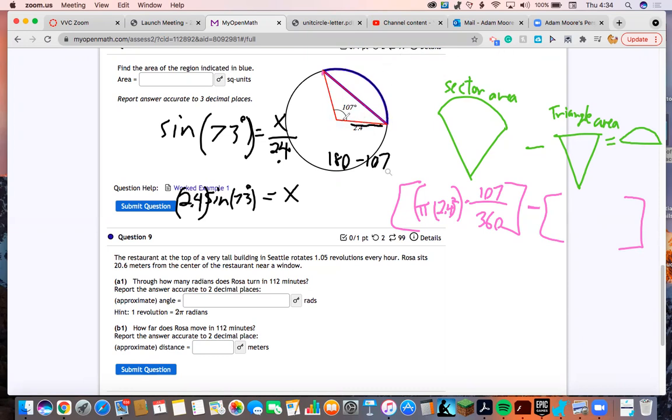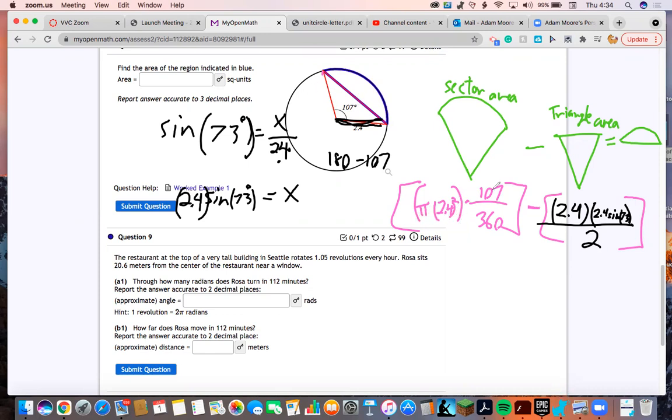The base of it is 2.4. There's our base, times the height, which is this whole mess, 2.4 sine 73. Okay, 2.4 sine 73 divided by 2, or you could multiply it by a half. And now we have base times height, half of it. That's the area of the triangle.